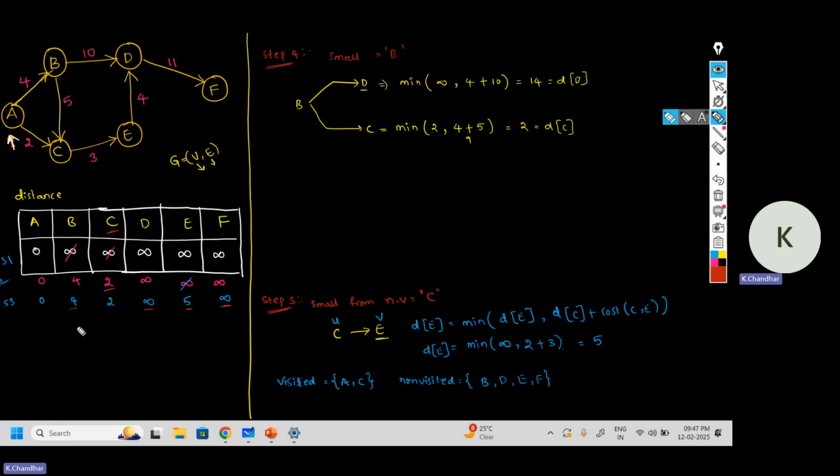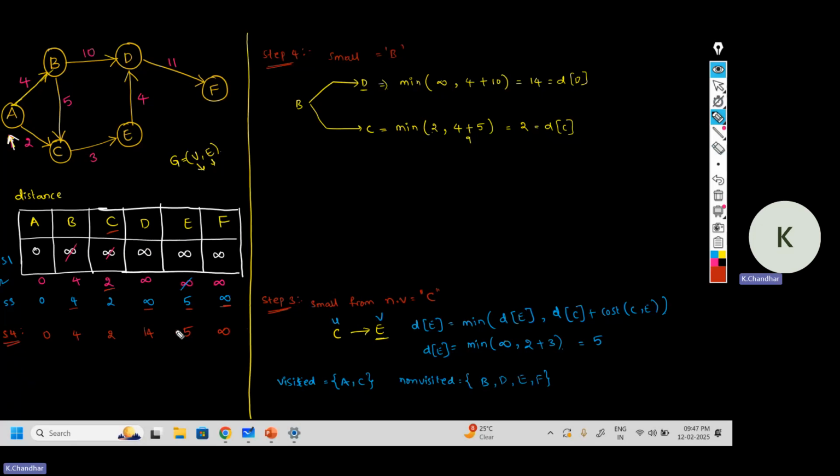So distance at D is 14. Previously it is infinity. I am going to replace this one with 14. Next, distance at C is 2. Previously 2 is there, again 2 I have taken. Next, the remaining I am writing as it is: 4, 0 and 5. This is infinity, which we got at step number 4.